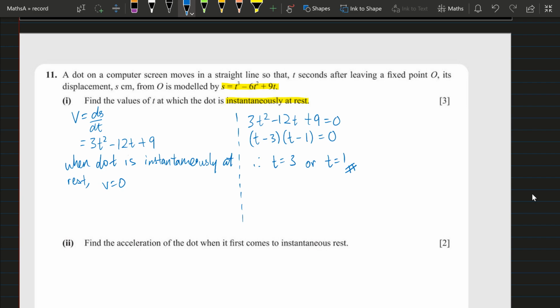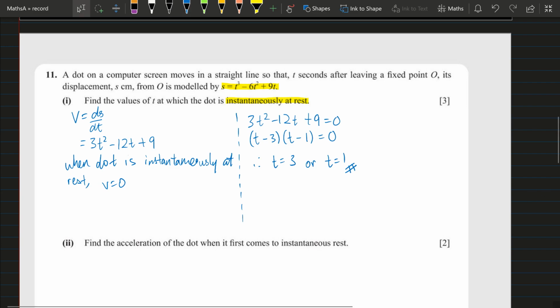Okay, so if you didn't write the sentence "when dot is instantaneously at rest, v equals 0", you would need to have a final concluding statement which says that you understand what you've just found refers to the time when the dot is instantaneously at rest. But for me, I prefer writing out statements at the start. So I write when dot is instantaneously at rest, v equals 0. That saves me some trouble at the end. But it's up to you how you want to do it. This is my recommended way.